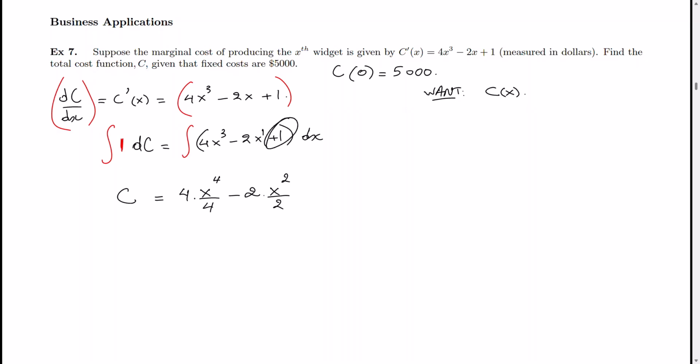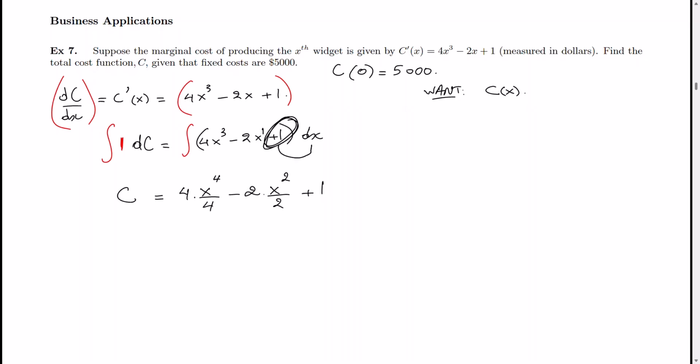And finally, there's the plus 1 at the end. So it doesn't have any letters, so I need to give it a letter. And what letter do I give it? I look over to the side, it says x, so I just give it the letter x. And I need to add the little constant of integration.